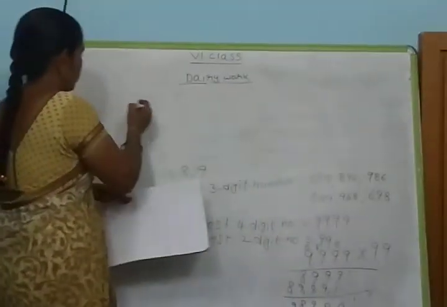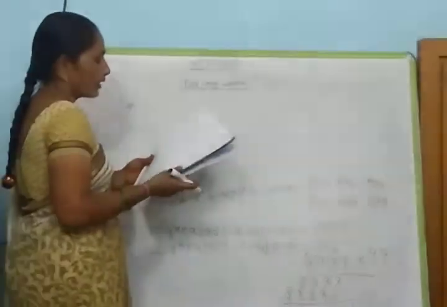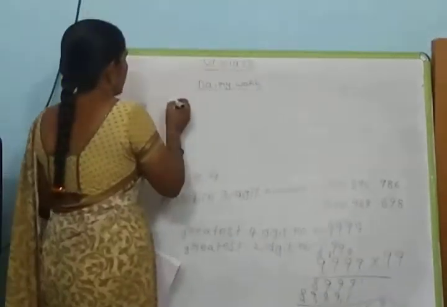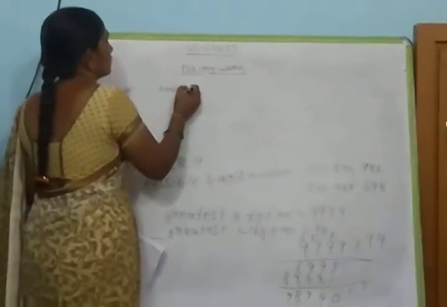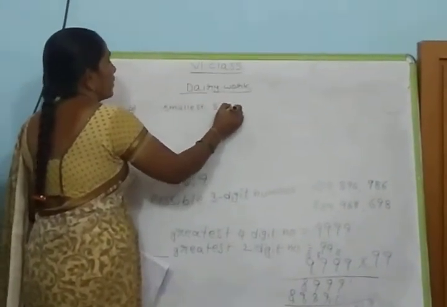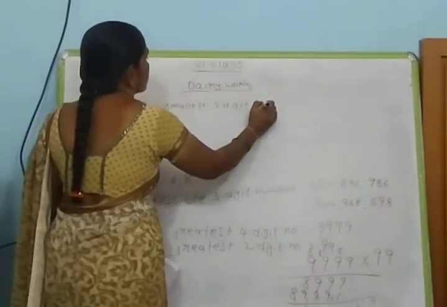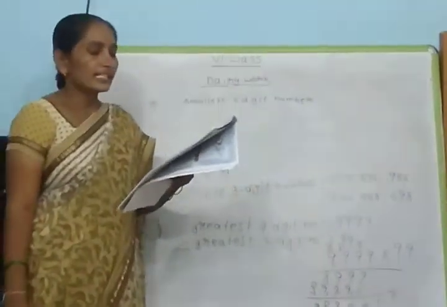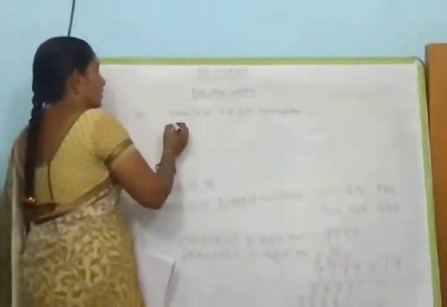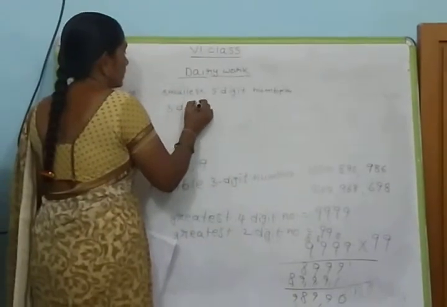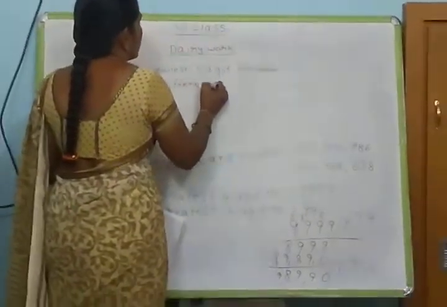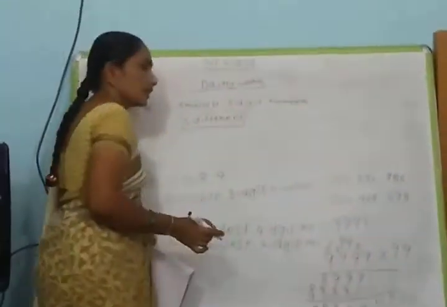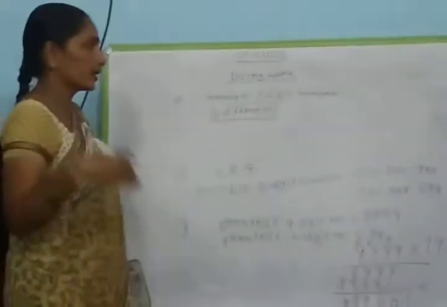Next, last question. Write the smallest 5-digit number using 3 different digits. We have to write the smallest 5-digit number using 3 different digits. We have to take 3 different digits. I explained already in the class about 3 different digits. They didn't give the digits here. We have to take digits.